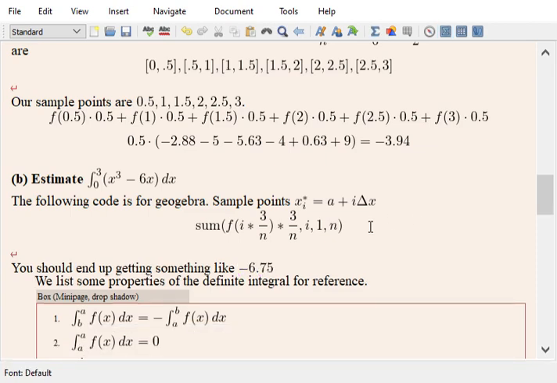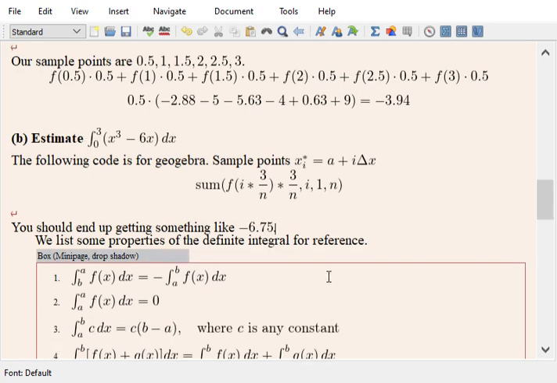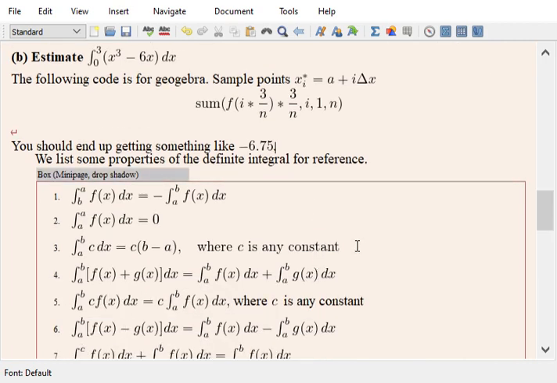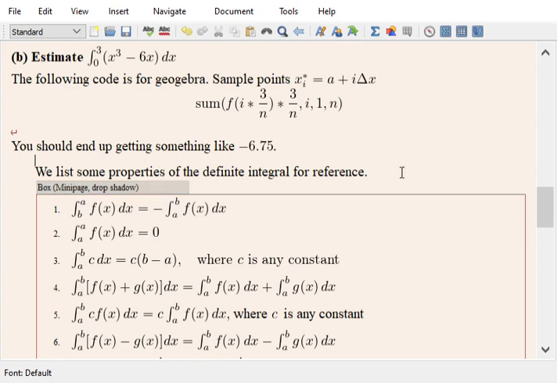Anyway, you take n to be big enough, and you'll end up getting something close to this. The point that I'm trying to make is that you should familiarize yourself with GeoGebra. Anytime you're doing big computations, you can almost always do that with GeoGebra with relatively little difficulty. This is an example of that. We'll do more of that in the next section when we're talking about numerical integration and looking over some other techniques for numerical integration.